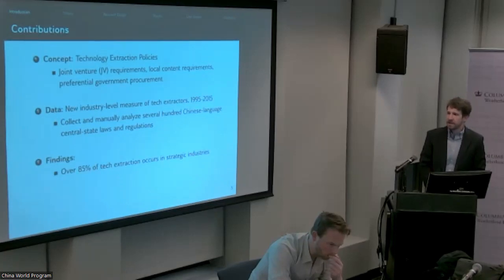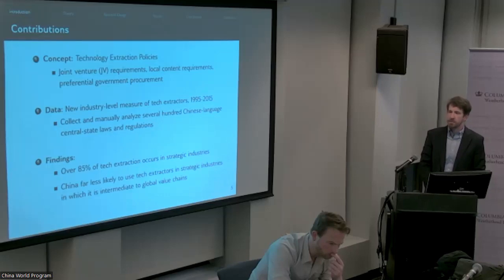And then finally, I present evidence that strategic industries account for the vast majority of the increase in China's use of these policy tools over the course of the post-WTO period, but that China is much less likely to use them in strategic industries in which it occupies an intermediate position in global value chains than in strategic industries in which it is downstream of production processes as a final market.